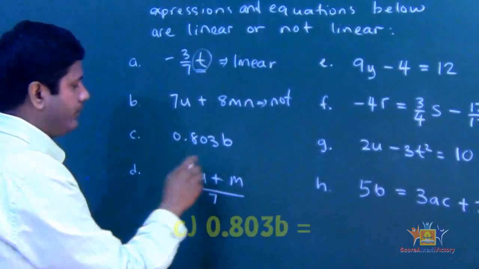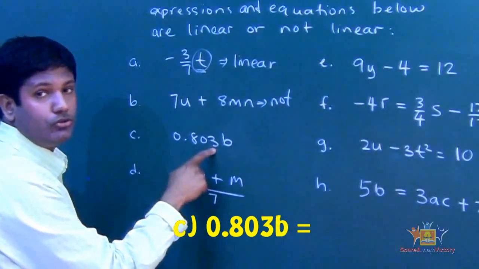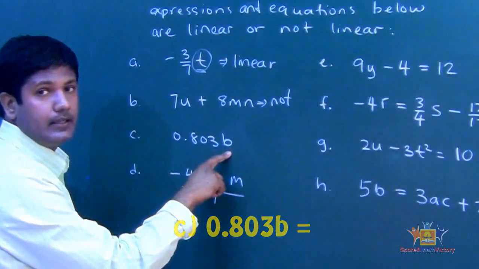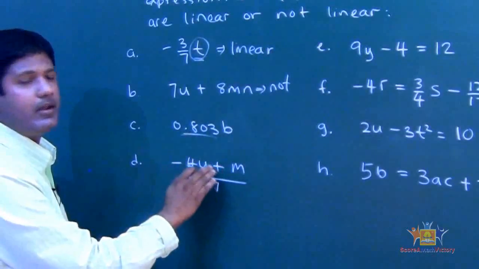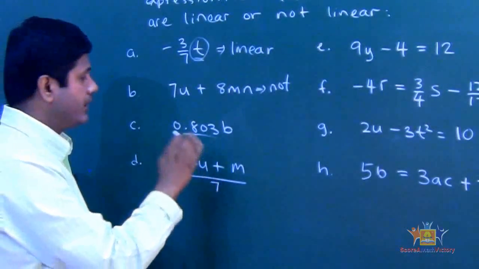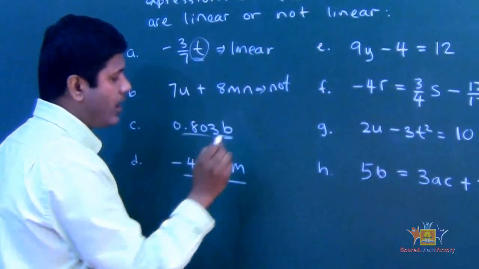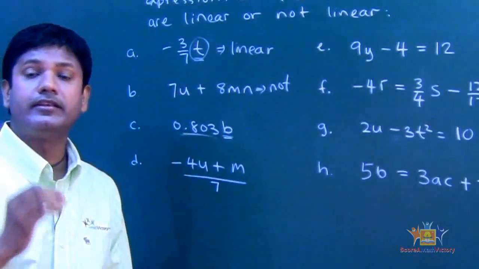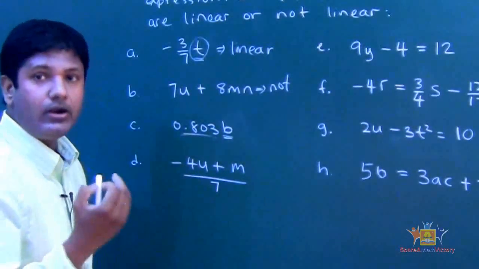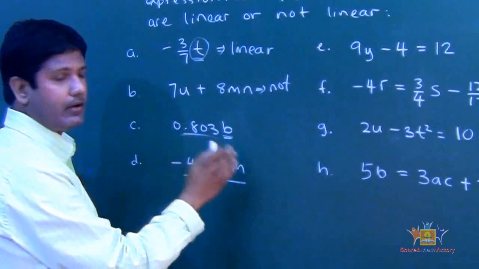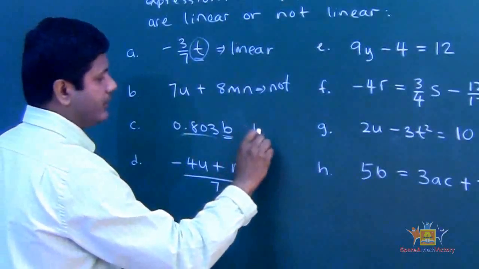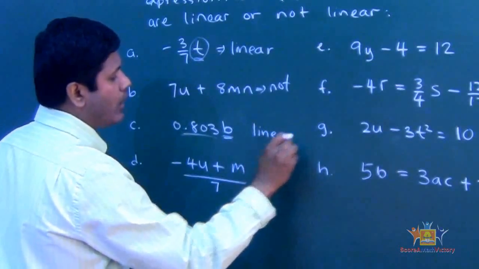Now what about this one? You've got 0.803 b. It doesn't matter what this coefficient is, 0.803, it doesn't matter. The coefficient doesn't make the decision. The unknown is the one that decides whether it's linear or not linear. And this is a term, so is it linear or not linear? So this one is linear, okay? Because we have only one unknown.